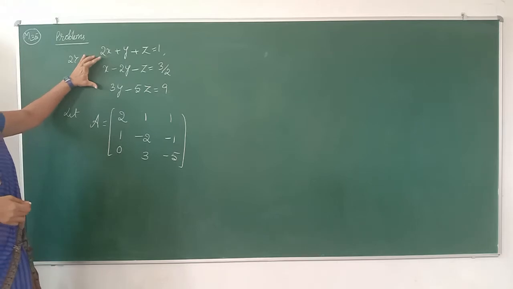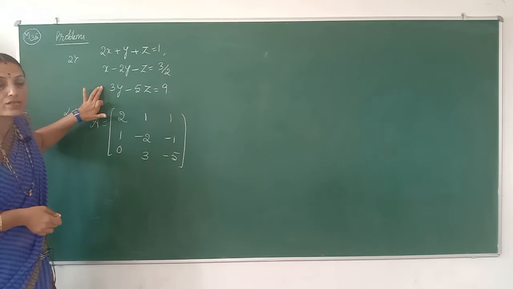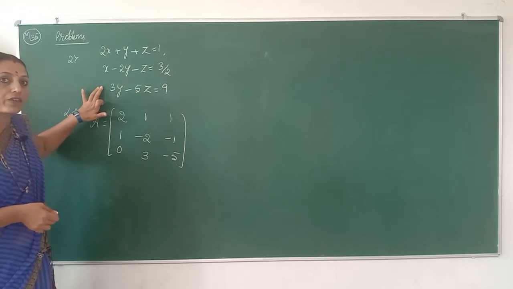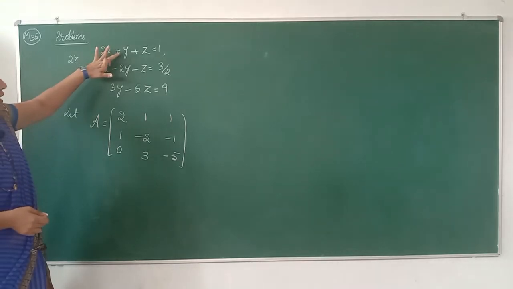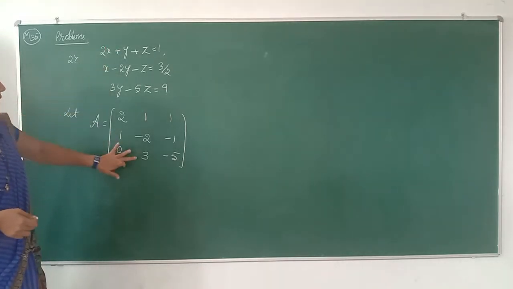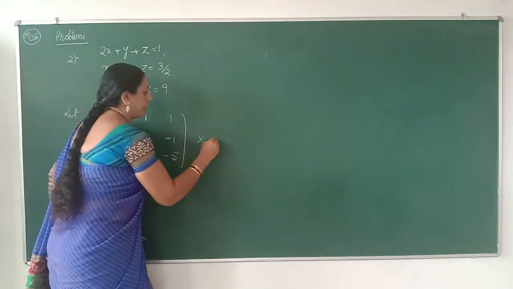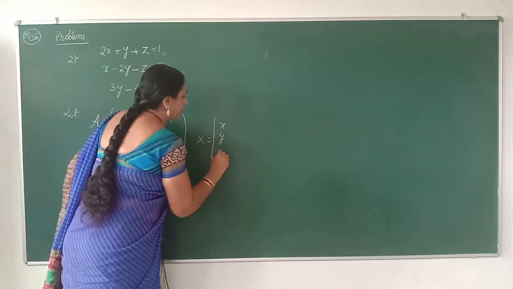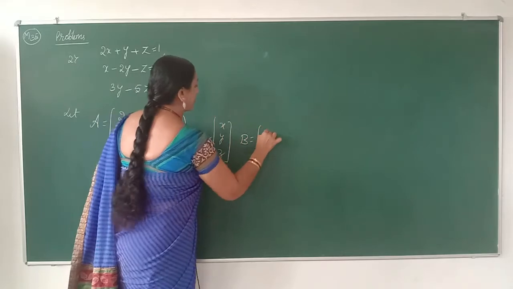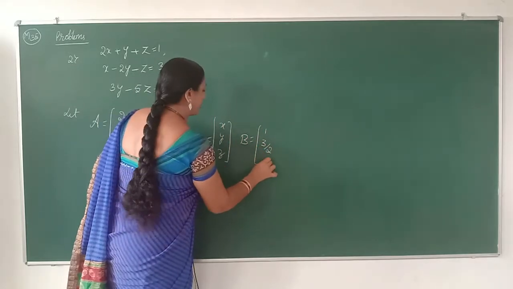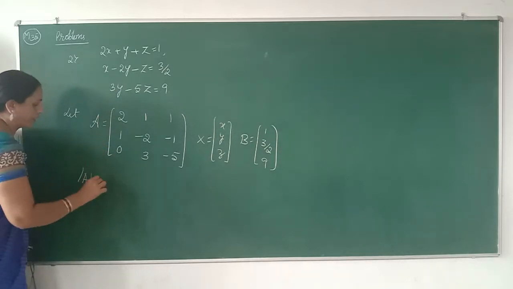The coefficients of x are 2, 1, 0, where 0 means the third equation does not contain terms of x. Coefficients of y are 1, minus 2, 3, and z is 1, minus 1, minus 5. Then capital X is denoted for the variables, and B is represented for constants of the given equations, 1, 3 by 2 and 9. So then first we will find determinant of A.